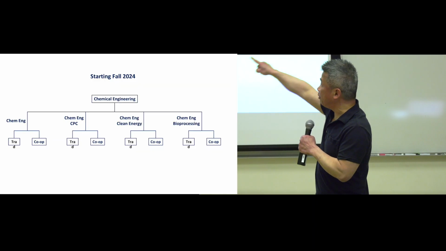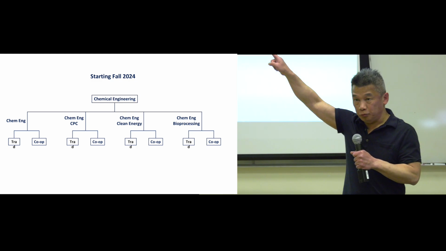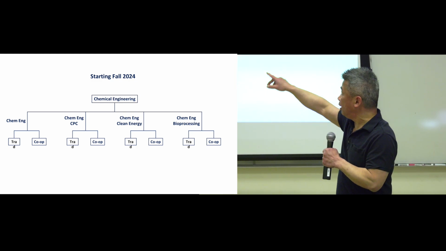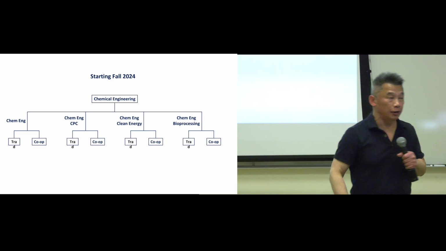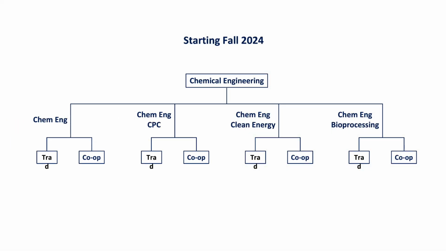Starting fall of this year, which applies to you guys, it didn't apply to people even from last year, if you come into chemical engineering, there are actually 4 things you can do. One is just regular chemical engineering. The other one is chemical engineering with CPC. CPC is an acronym for computer process control. There's also the chemical engineering clean energy option. There's also the bioprocessing option. Don't get the wrong impression. The first option, chemical engineering, doesn't mean you're learning less than the other 3. CPC, clean energy, bioprocessing, these are just added flavors to chemical engineering.